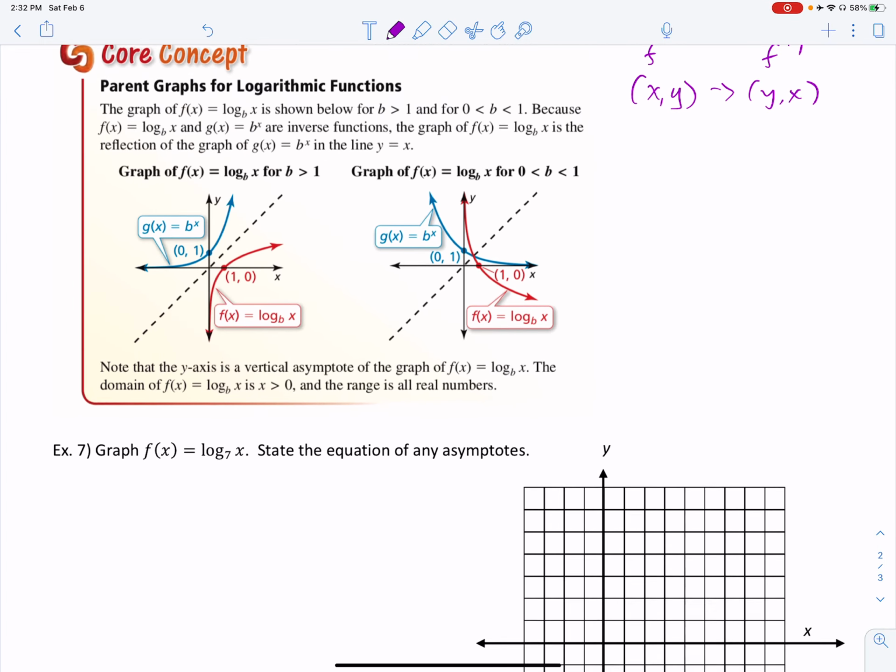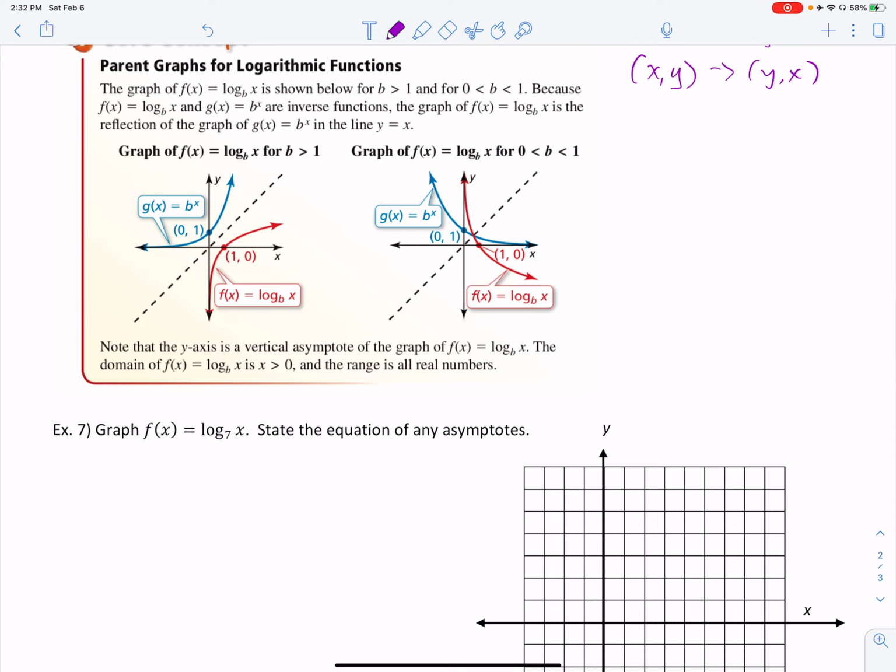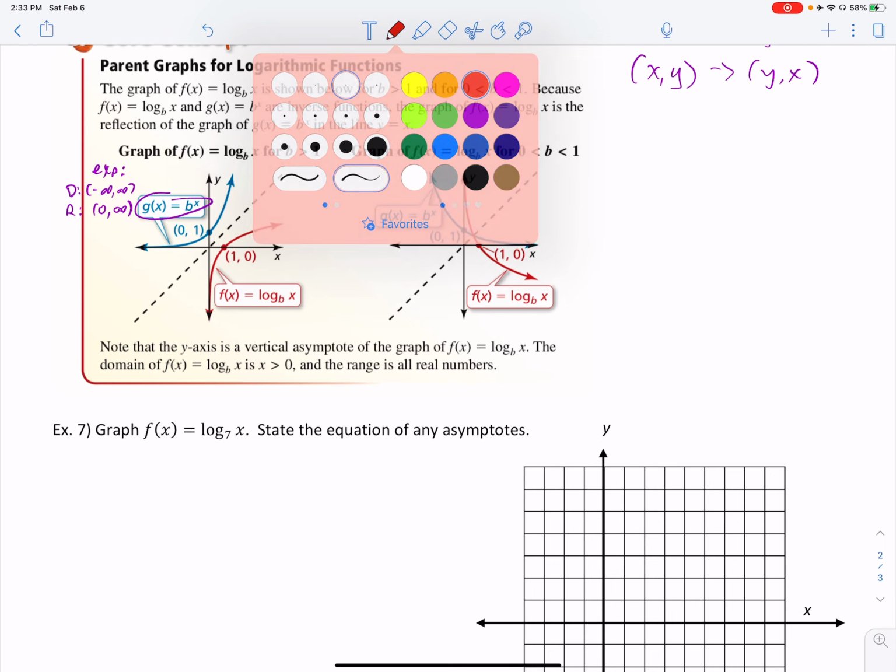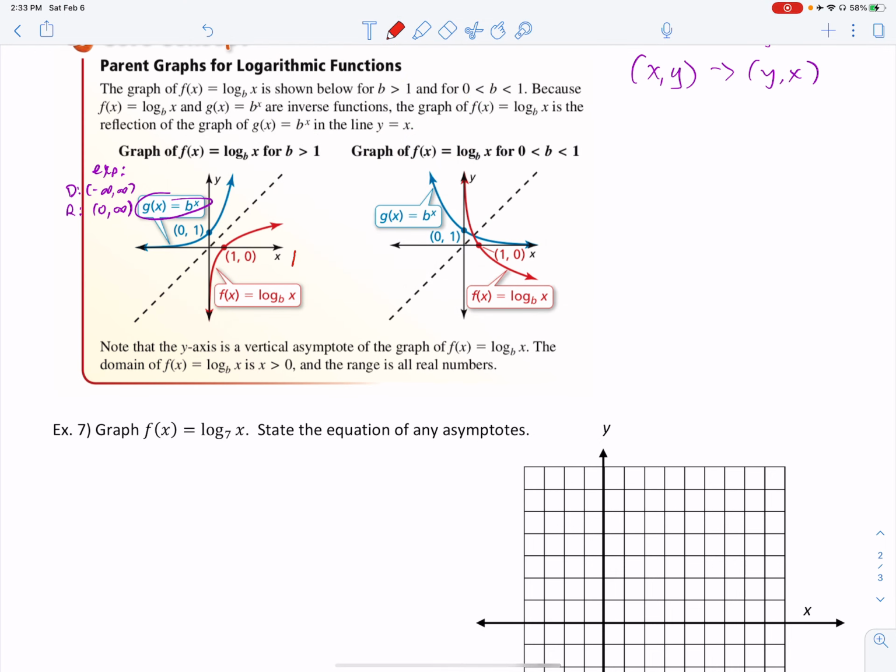And so if I look at this on the exponential function, which is this function right here, b to the x, the domain is negative infinity to infinity, and the range is 0 to infinity. That means on the logarithmic, the domain is going to be 0 to infinity, and the range is all reals. The domain and range of the exponential switch.